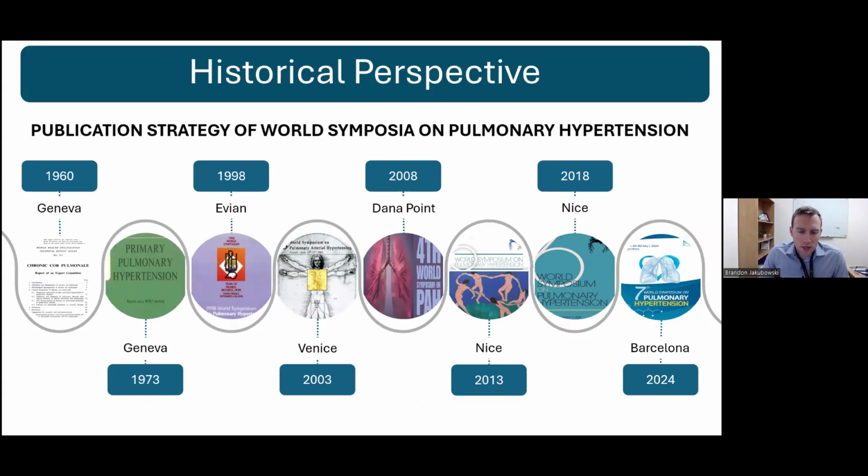It was really that kind of Immunorex pandemic in the 1960s that prompted the WHO to start these world symposia. And since that time, you can see since about 1973 or so, or 1998, we've been meeting every 5 years or so to have world's experts meet and discuss pulmonary hypertension. The last one being just a year or so ago in Barcelona.